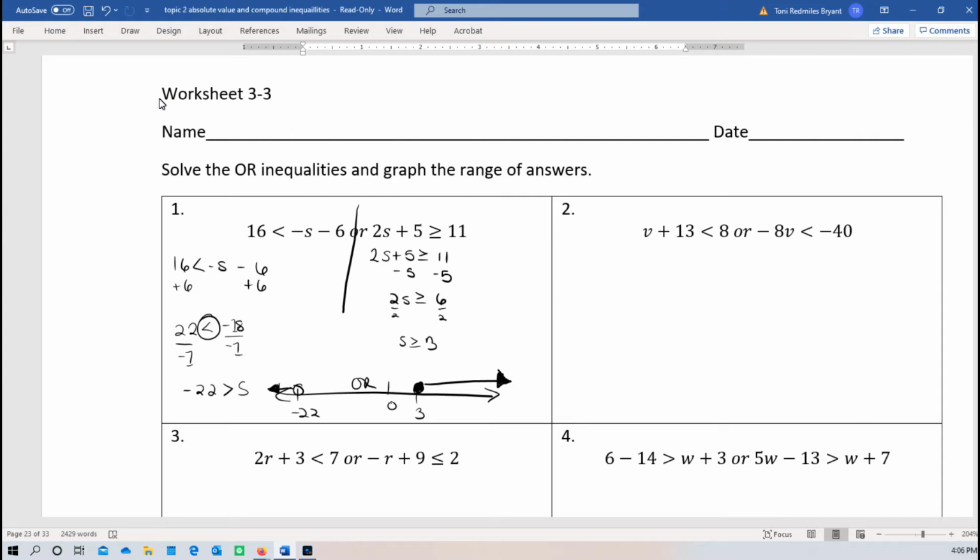All right, for this one, again, it's like putting a line through your OR and working it out as two separate inequalities. The 13 is adding to the v, so I'm going to subtract it on both sides. All right, and the last thing we want to do is get that together, which is going to give me a negative 5.